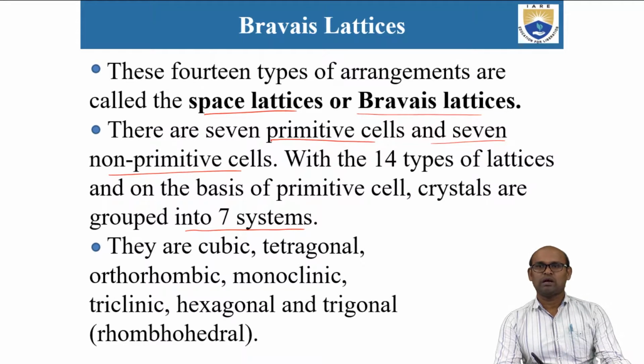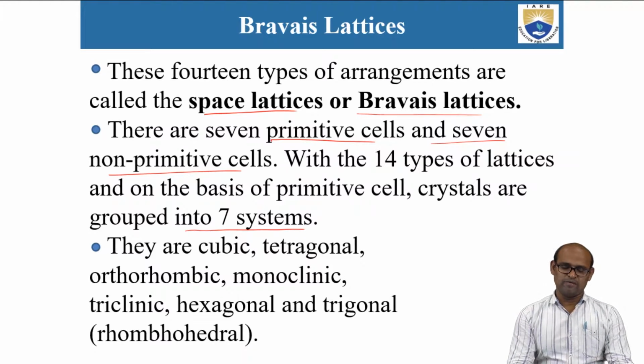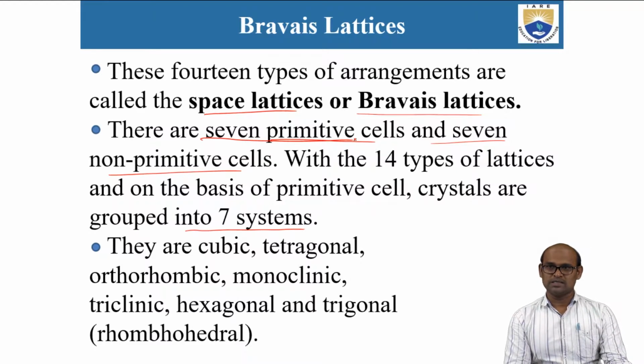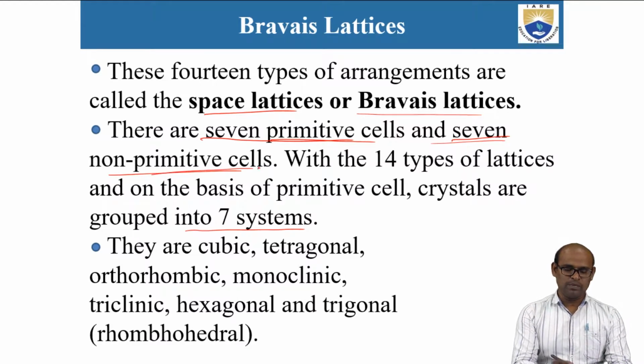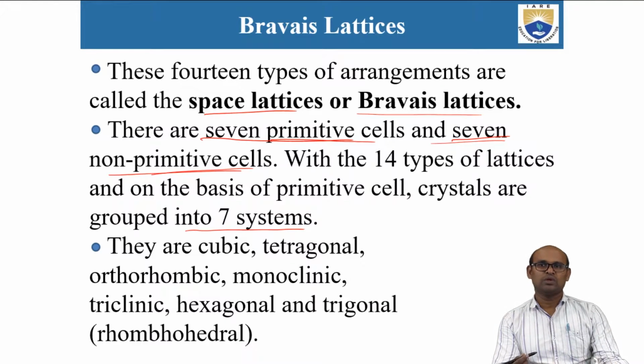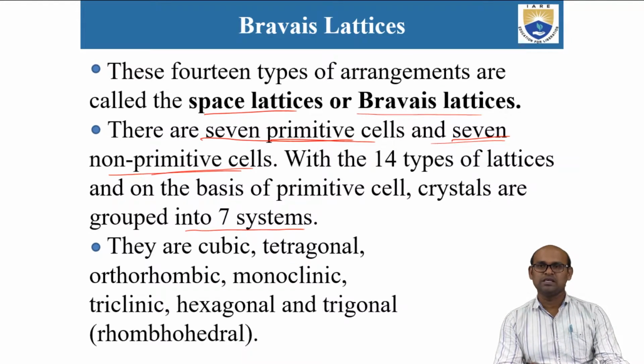So Bravais showed that only 14 types of space lattices are possible, and these 14 types of space lattices are also called Bravais lattices. Out of these 14 Bravais lattices, 7 are primitive lattices and 7 are non-primitive lattices. We know that a primitive lattice or primitive unit cell has only one lattice point per unit cell, and we will see what that means. Non-primitive unit cell means you are going to have more than one lattice point per unit cell.